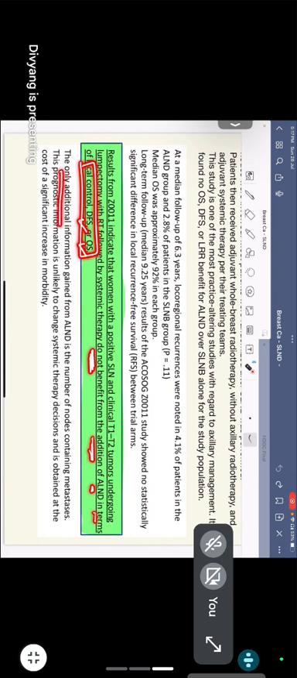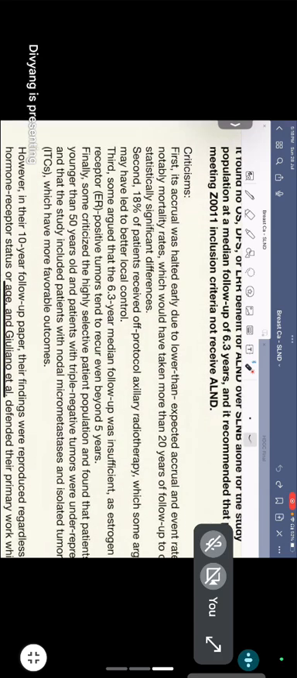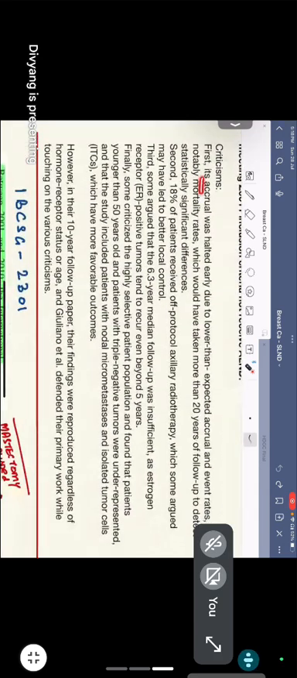The only additional information gained from ALND in these patients is the number of nodes. That's it, which is technically prognostic, but no survival benefit. Now there was a lot of criticism for this. There were 4 criticisms. The first was that its accrual was altered early due to lower than expected accrual, and so that was one criticism.